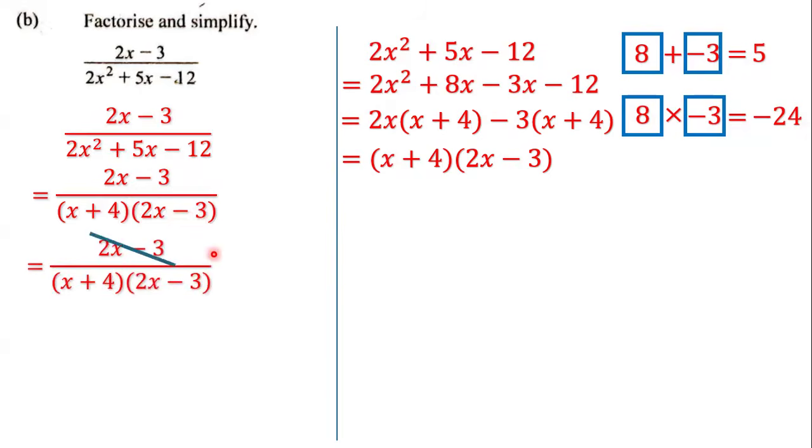And so this 2x minus 3 cancels out with this 2x minus 3. And so we're left with 1 over x plus 4. And that's our answer to this question, 1 over x plus 4.